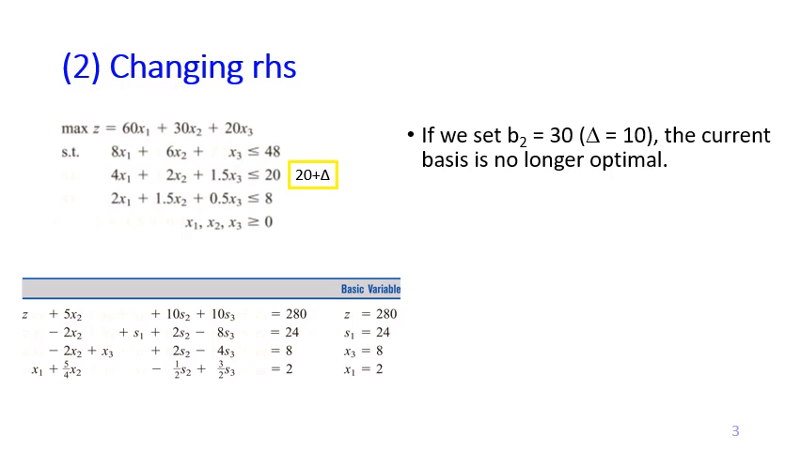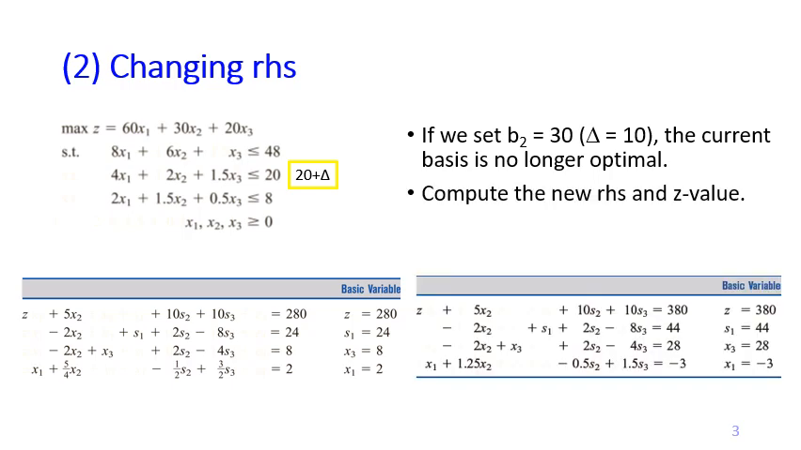Suppose we change the second right-hand side to become 30, or in other words, delta equals 10. Then the current basis is no longer optimal. The reason is because when we compute the new right-hand side and the new z value, we find out that the new right-hand side has a negative value in x1.